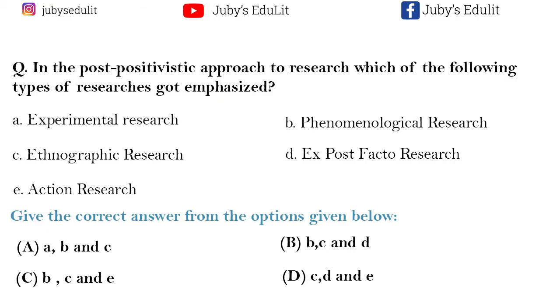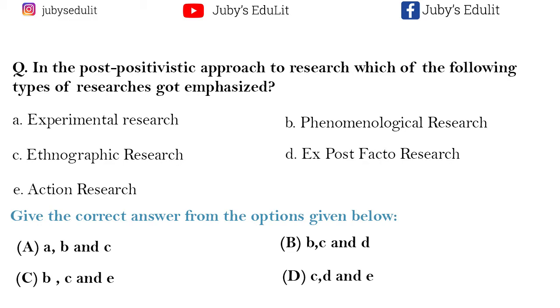Now, let's look into the second question. It is: in the post-positivistic approach research, which of the following types of research is emphasized? The question is on the post-positivistic approach, and you are given certain research like experimental research, phenomenological research, ethnographic research, ex post facto research, and finally action research. Out of these, you have to find which ones emphasize the post positivistic approach.